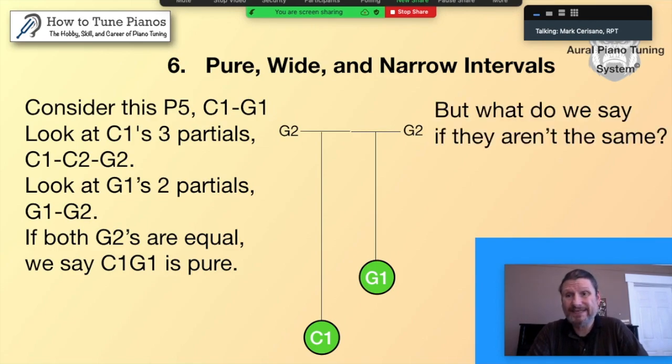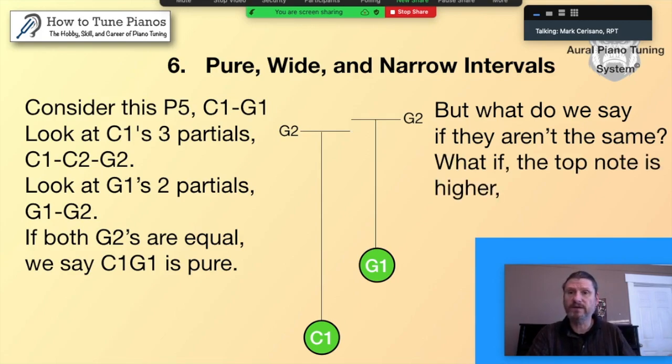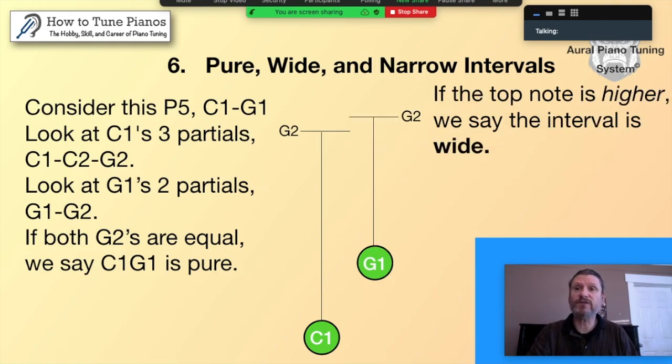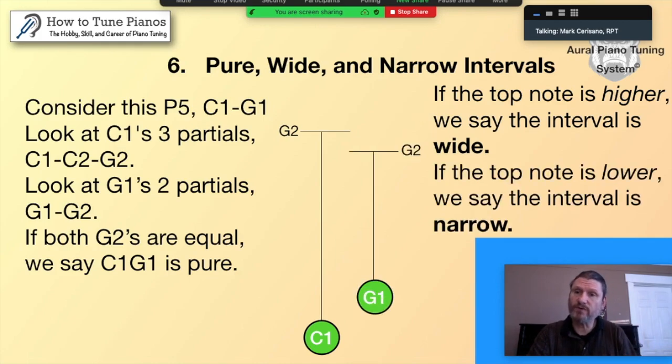But what do we say if they aren't pure? Or they aren't the same, I mean. What do we say if the 2 G2s are not the same? What if the top note is higher? What if the top note is lower? What do we say? Well, if the top note is higher, we say the interval is wide. If the top note is lower, we say the interval is narrow.